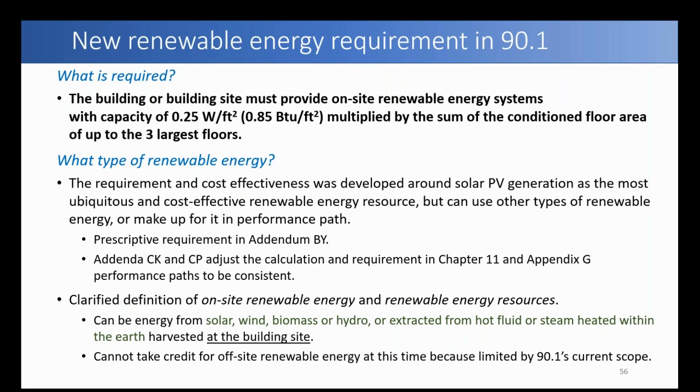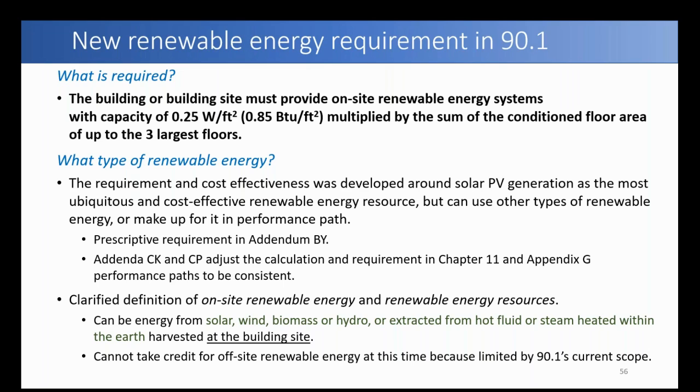So what is required? Essentially, it's what's up there on the top, that the building or the building site must provide an on-site renewable energy system with a capacity of 0.25 watts per square foot, multiplied by the sum of the conditioned floor area of up to the 3 largest floors. So we'll dissect that a little bit about what does that mean, where do these numbers come from.